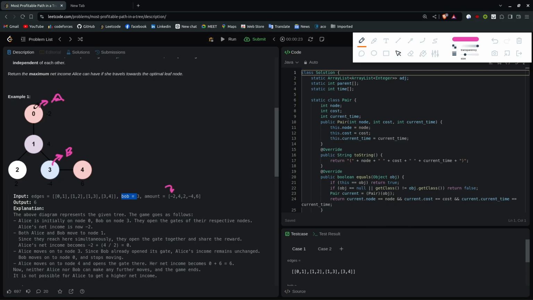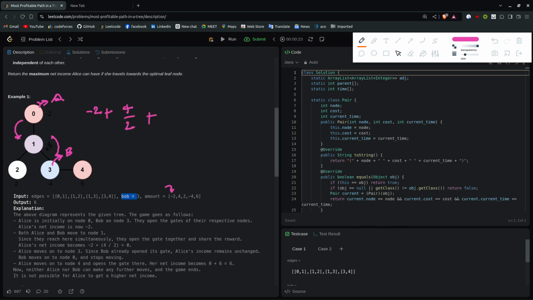And for this sample case, what would be the optimal way of going from root node to leaf node for Alice? Let's see, we go to node number 2, and then he can go to this node. The moment he tries to go to this node, he sees that Bob is also going to this node at the same time, right? So they both will gain 4/2 as the cash reward.